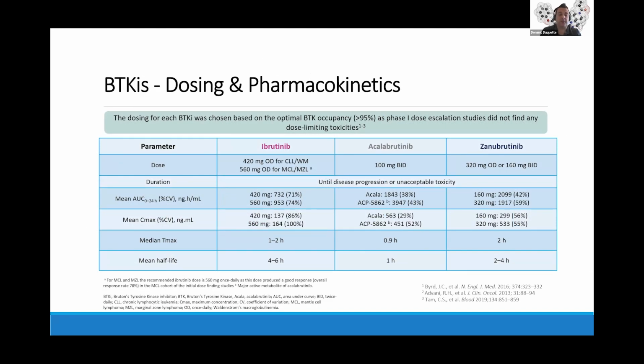Now, about the dosing. So as I said, it was different. So not the same dose for the indications for ibrutinib. So you have to know about that and choose the right one. Acalabrutinib is twice daily because of the half-life that's quite low. And zanubrutinib, it's between the 2. So the 2 dosages are available, and there were studies that were done with that.